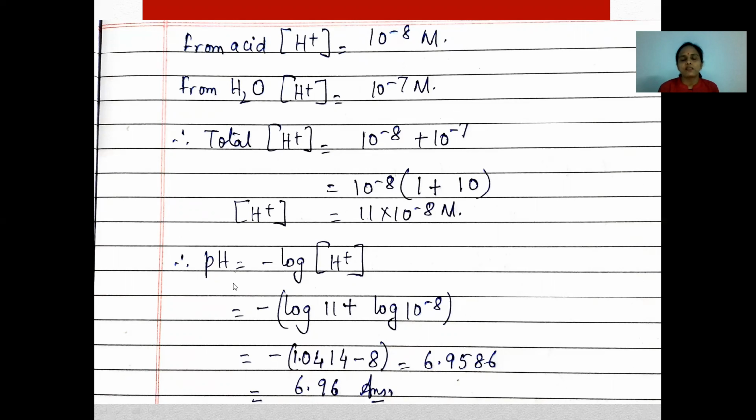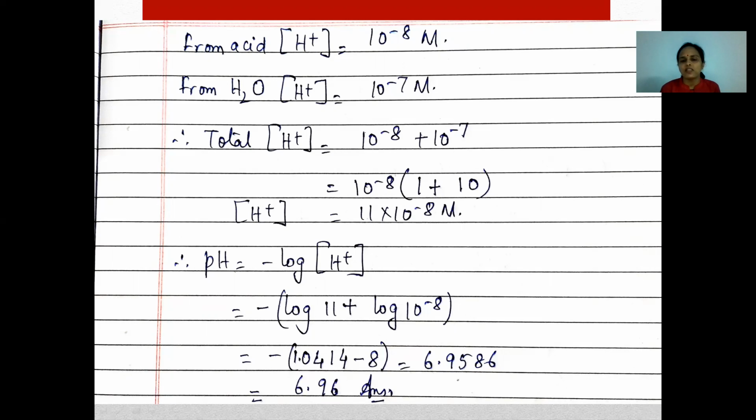Then I'll put in the calculation: pH is equal to minus log of H plus. This is the formula which I'll be applying for calculation, equal to minus log 11 plus log 10 raised to minus 8. So log 11 value is 1.0414 minus 8, and minus of minus, its value comes out to be 6.9586, and approximately its answer is 6.96.